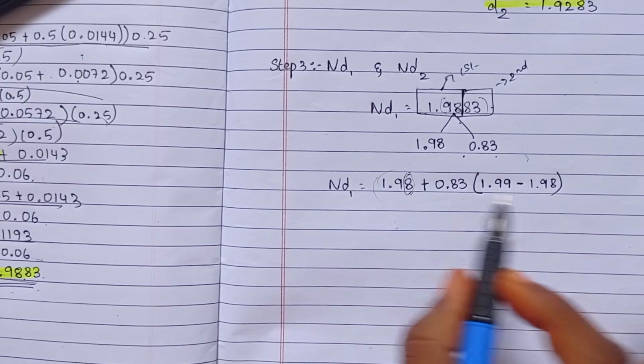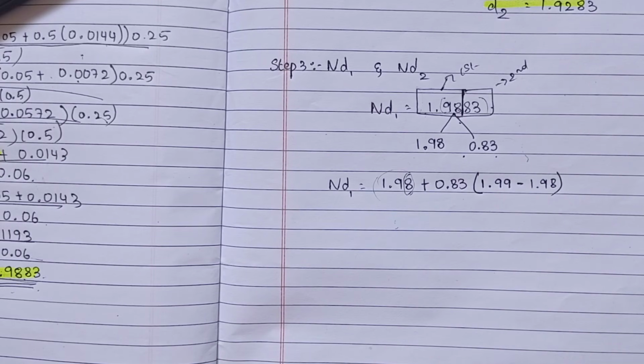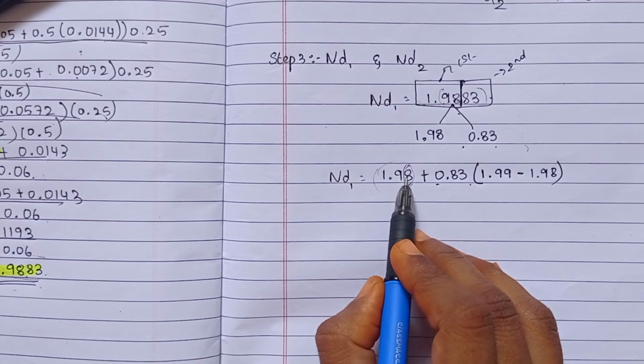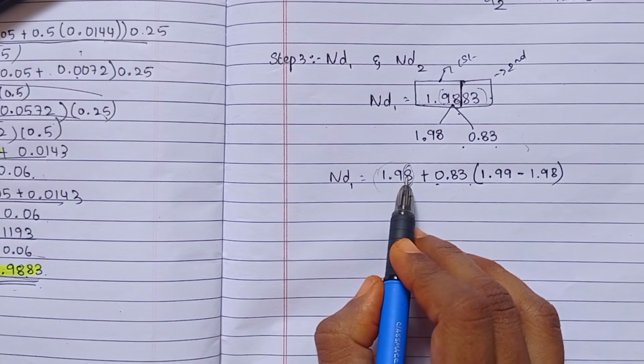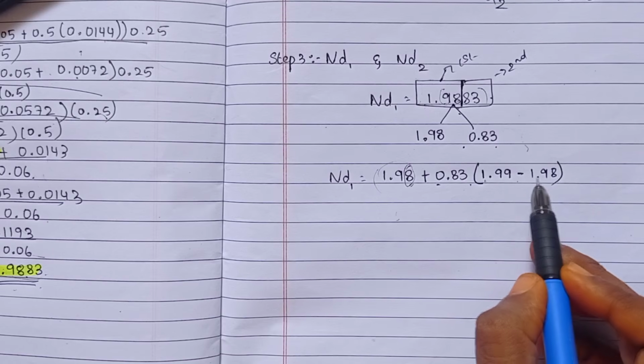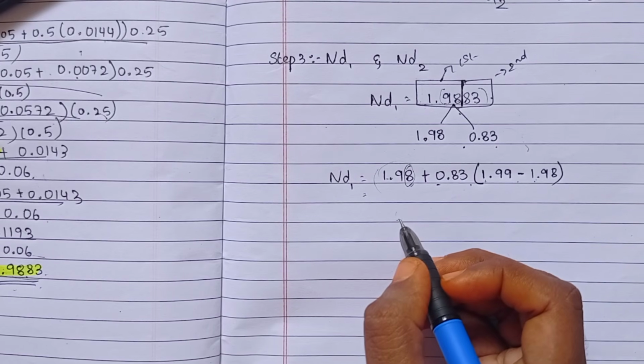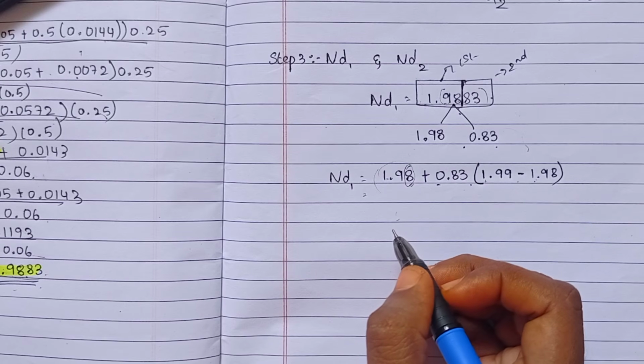So this is how you can identify the ND1 and ND2 value. 1.98 plus 0.83. So last digit, add one extra digit, I will get 1.99 minus 1.98. For this you have to identify the logarithm table. So for identifying the ND1 and ND2 value, we have split the D1 value and D2 value. So when we split ND1, we got 1.98 plus 0.83 into 1.99 minus 1.98.